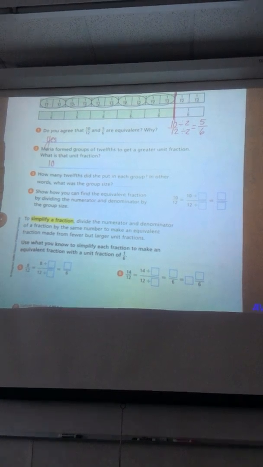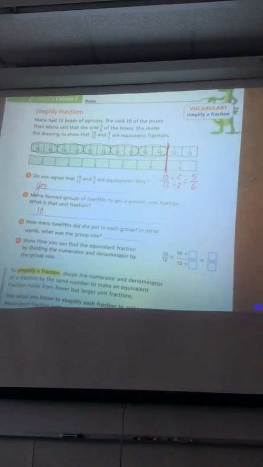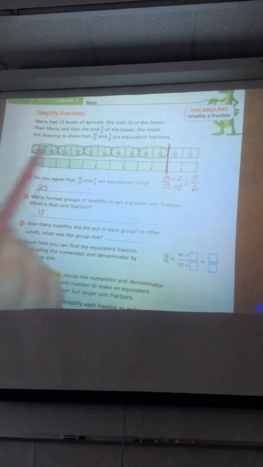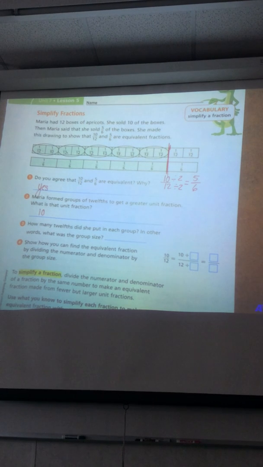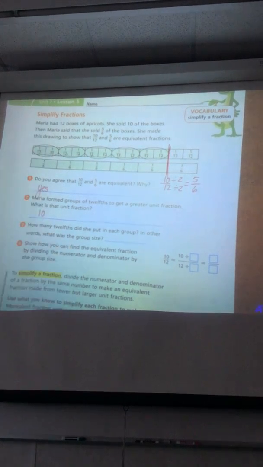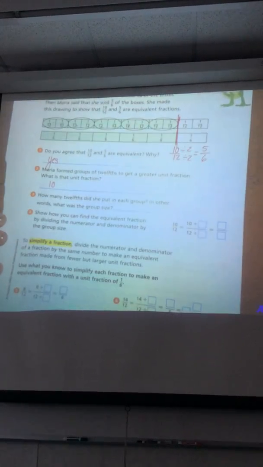Okay? Number 3. How many 12s did she put in each group? In other words, what was the group size? So if we look back up here, when she circled it, how many 12s were in each group? Let's count it. You ready? 1, 2. So we have 2 12s in each group. So that is our group size is 2.